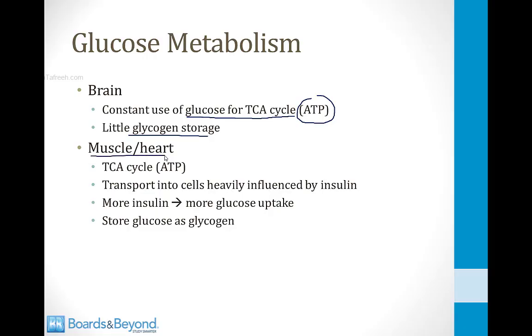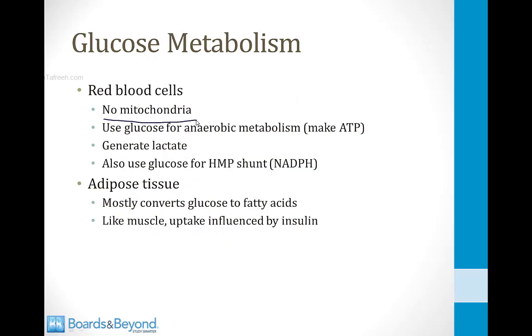Muscle and heart tissue use glucose for the tricarboxylic acid cycle to generate ATP. The transport of glucose into these cells is heavily influenced by insulin. So when there's lots of insulin around, they take up more glucose, and they often store glucose as glycogen for later use when there is not glucose readily available. Red blood cells are unique in that they don't have mitochondria. This means they only use glucose for anaerobic metabolism to make ATP.